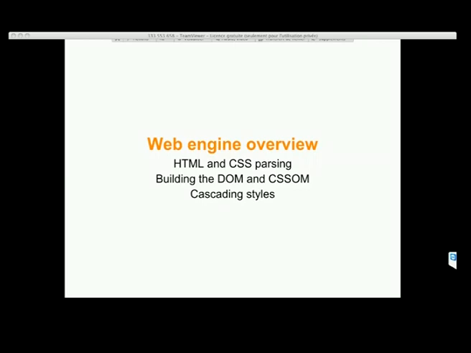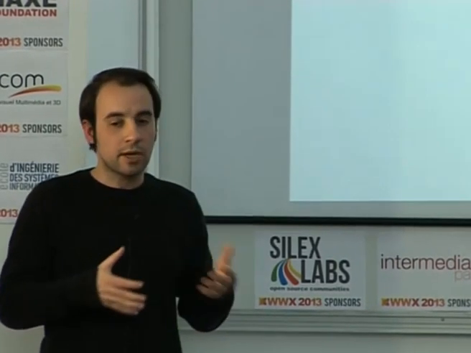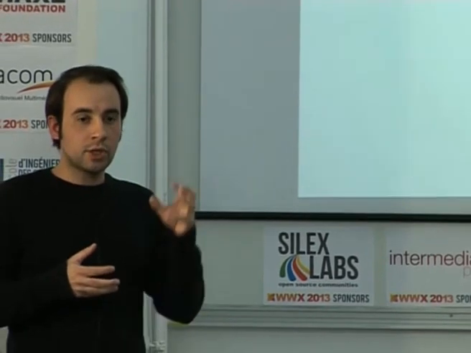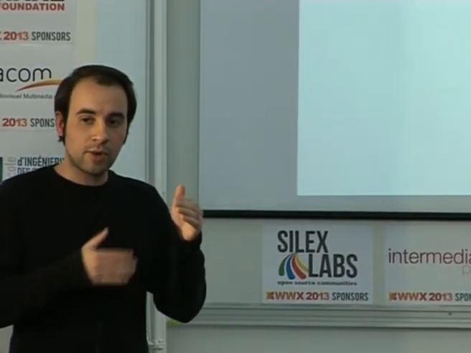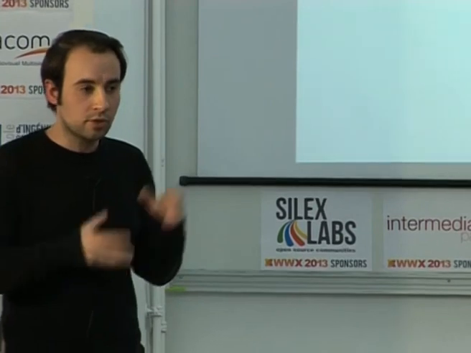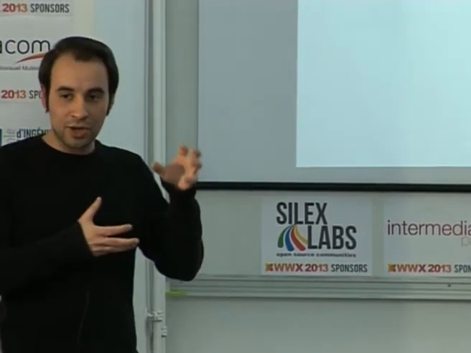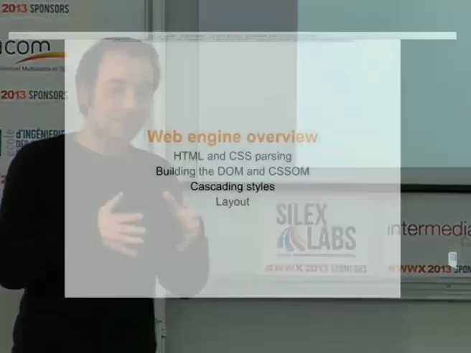Once you've got the DOM and CSS OM ready, you cascade the styles. Cascading styles, I'm sure you're familiar with it. It means that each node in the DOM is going to end up with a value for each style supported by your web engine, like display, width, height. Once cascading is done, each node knows what style it has for each value. And the first thing you can do once the node knows all of its style is lay it out.